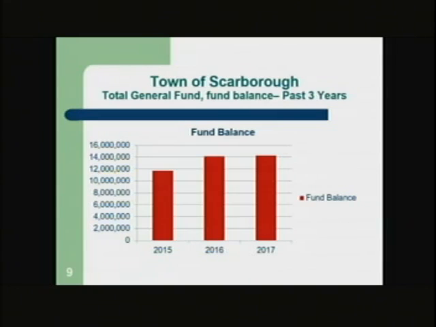All right, so getting into some of the details of the financial statements and some of the numbers. I think I'd first go to page 43 with respect to this chart. This is just showing you what the total general fund balance is for the past 3 years, and this is the town, so this does also include the school. So you can see that the fund balance has increased over the past 3 years from almost $12 million 2 years ago to about $14 million for each of the last 2 years.